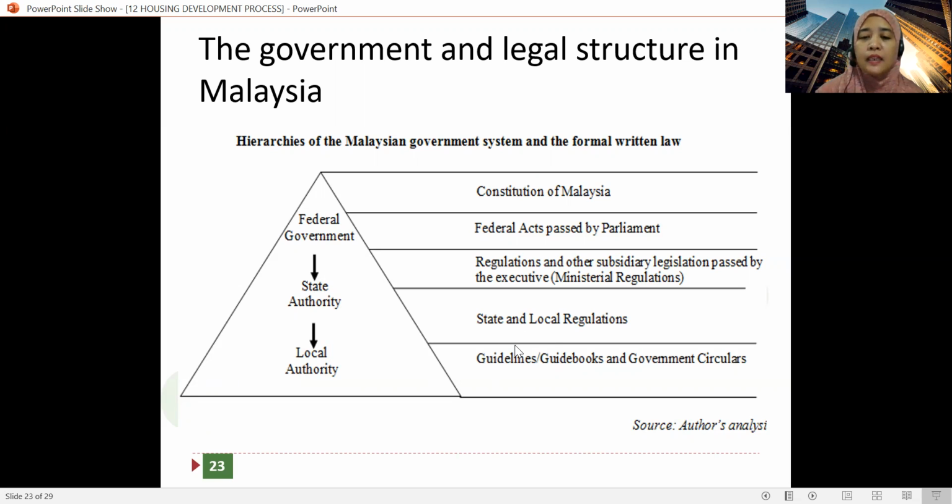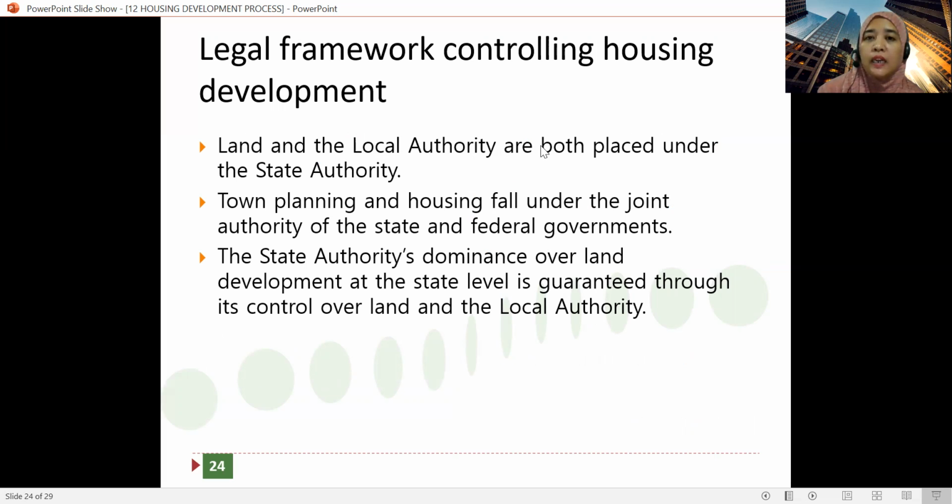Okay. Then ada guidelines, guidebooks and government circulars. Yang bawah ni paling kurang statutory power. Legal authority dia sangat lemah. Guidelines, guidebook, government circulars ada sedikit legal effect, but kalau di-challenge oleh state ataupun federal law, habislah. Cannot win against the state or federal law. Okay. Land and local authority are placed under state authority under the federal constitution. Town planning and housing fall under the joint authority of the state and federal governments. If we state this according to the state list, federal list, concurrent list, state and local authority is under the state list. Town planning and housing is in the concurrent list.